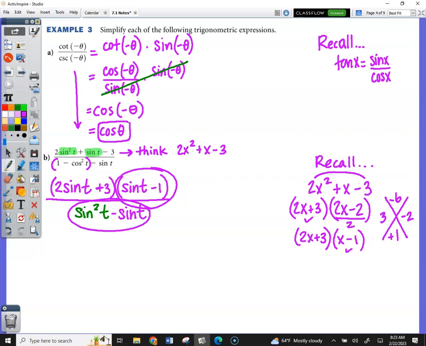What could I manipulate on the bottom to make it match the top? There you go. Notice this has 2 signs here and then just the 1 here. What if I pulled a sine to the front by division? What would I be left with? I'd be left with a sine minus 1, which would then match, which would cancel. And all that mess would be gone. So that's the game plan.